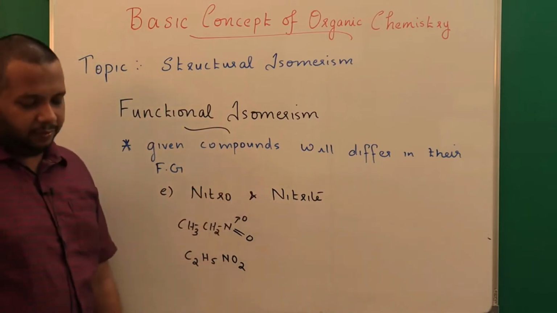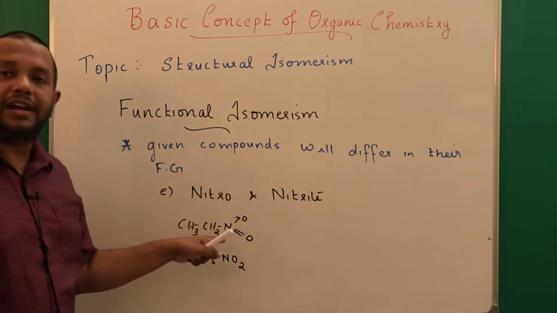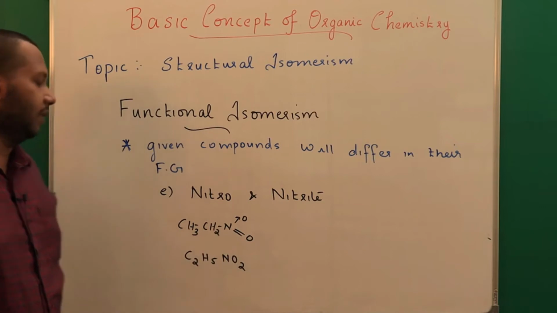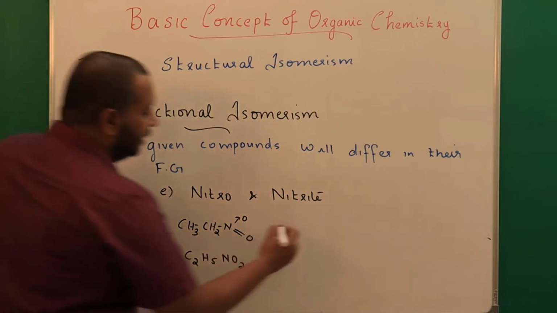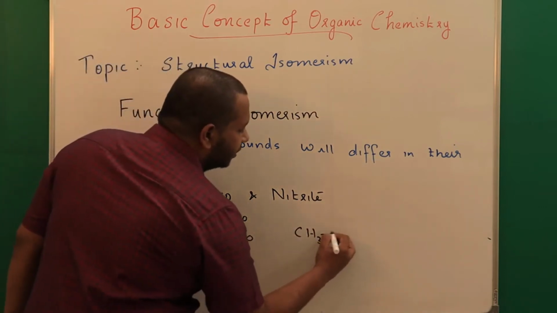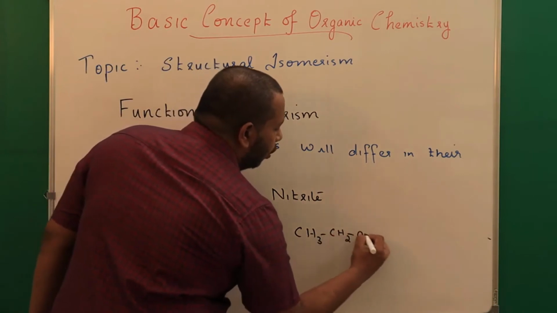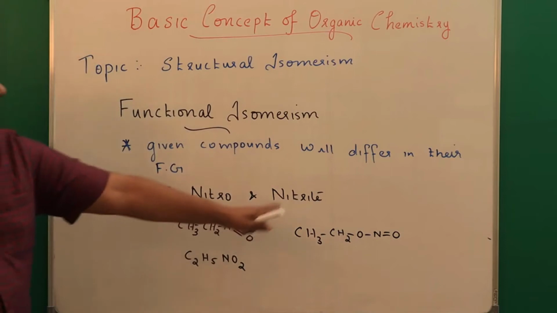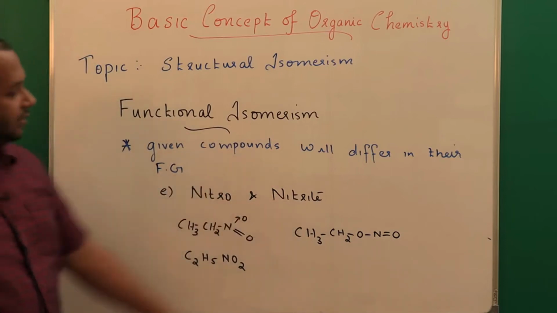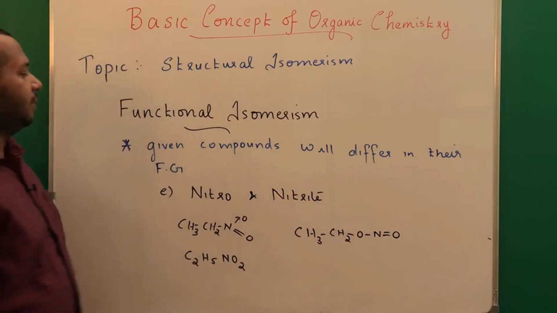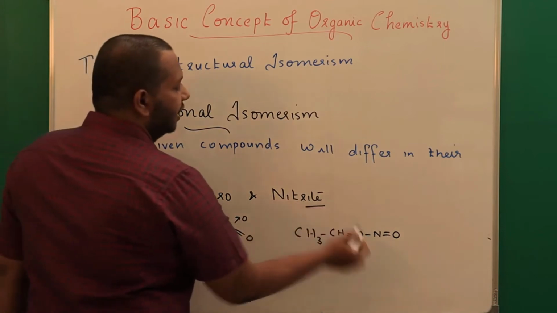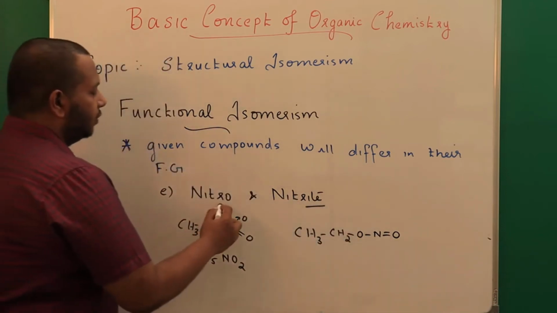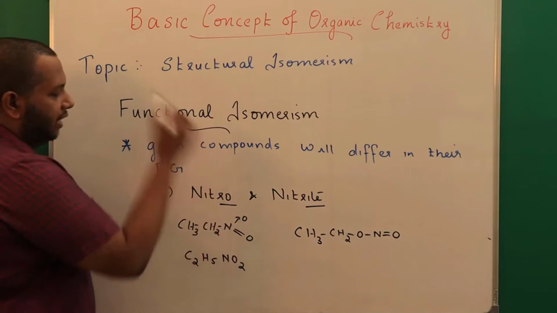Now in nitro the linkage is through nitrogen. Nitrogen is linked to the carbon, but in nitrite the linkage is different. CH3, CH2, O, N double bond O. This is called a nitrite, where the linkage is through the oxygen atom. So please remember, if it is nitrite, the linkage is through the oxygen atom, and if it is nitro, it means the linkage is through the nitrogen atom.